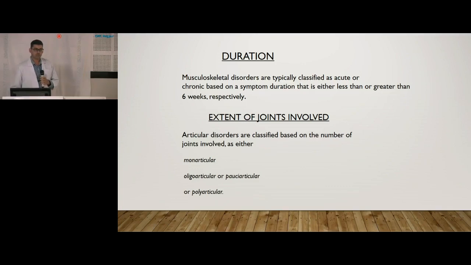So whenever the duration of arthritis is less than 6 weeks, we call it acute onset, and whenever it is more, it would be chronic arthritis. Just 6 weeks, the number you keep in your mind.